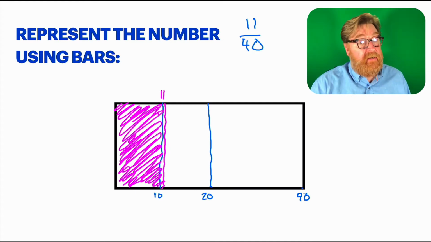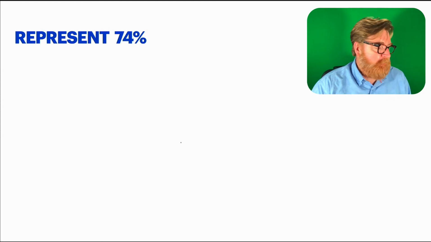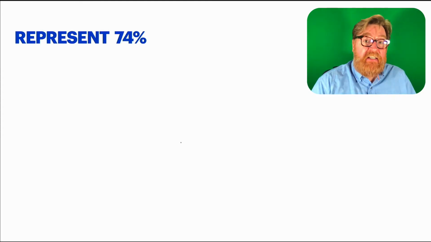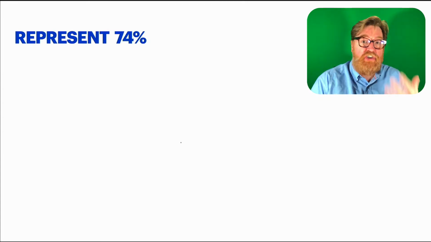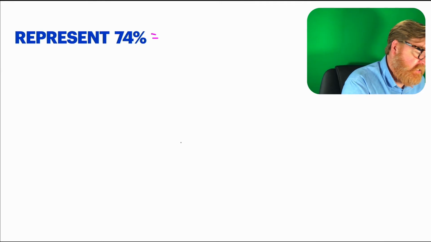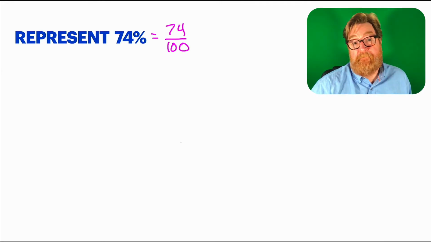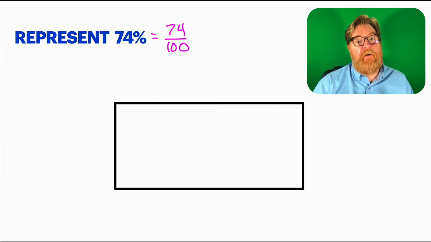Ooh, I've got one other thing to tell you about these fractions. There's a very special one that got a special name. Percent, 74%. Percent just means hundredth. So 74% is just simply 74 hundredths. So if we wanted to represent that, this is another perfect candidate for benchmarking, right?